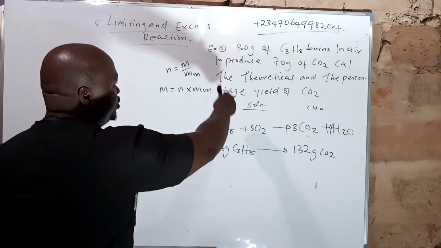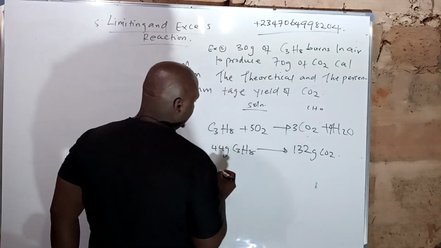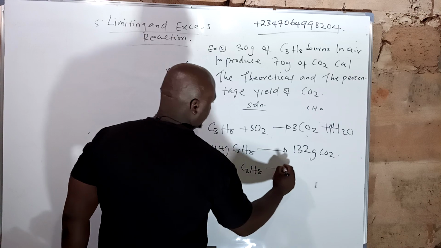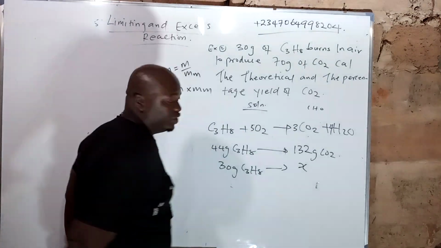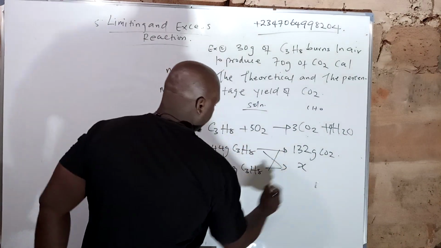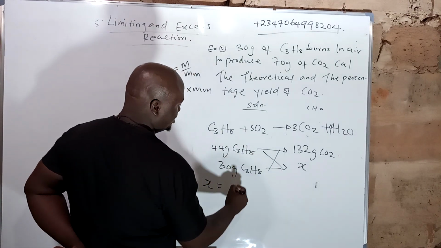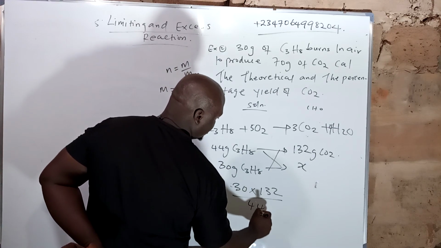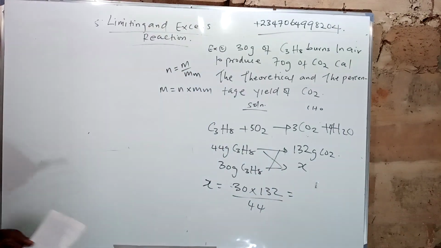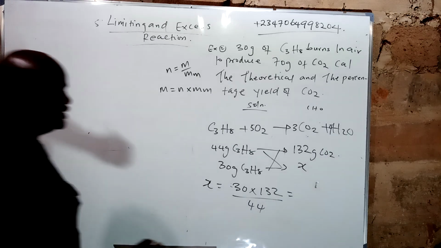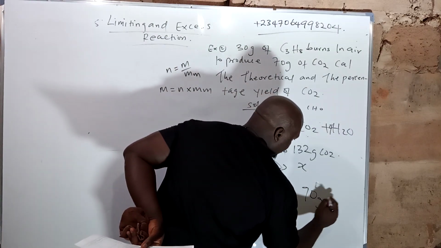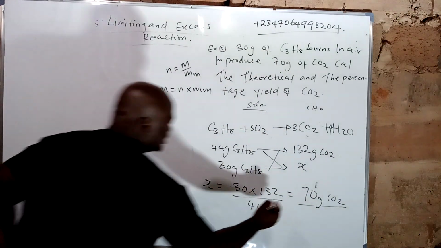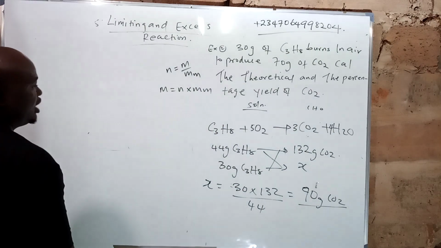Now, from the question, you have already been given 30 grams of C3H8. What is it going to give you for you to get your theoretical yield? So cross multiply. So your answer is 30 times 132 divided by 44, which should give you 90 grams. So you have 90 grams of CO2. And that is your theoretical yield. This is 90 grams. That is your theoretical yield, right?